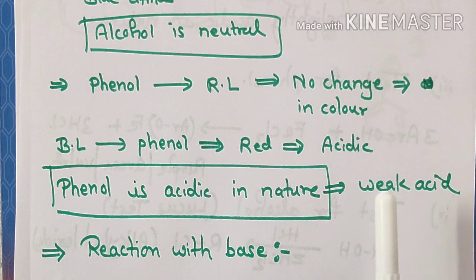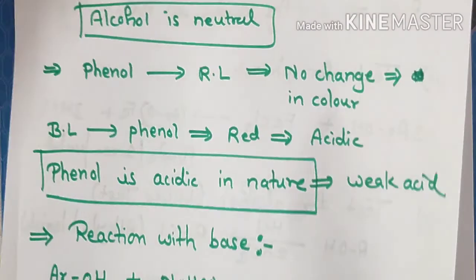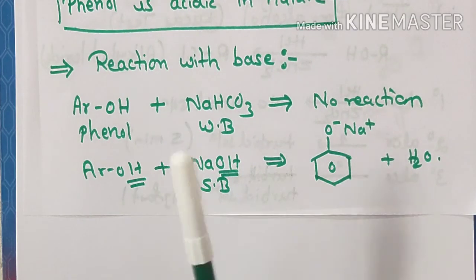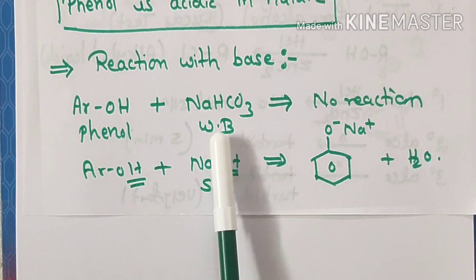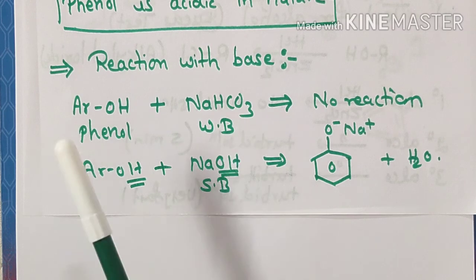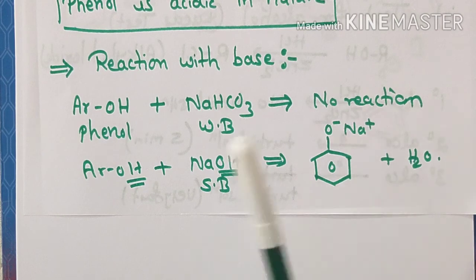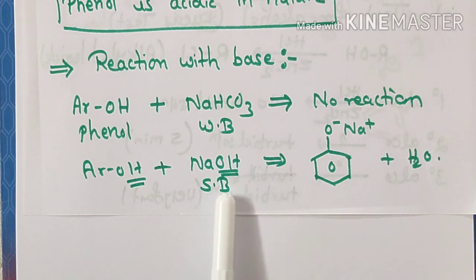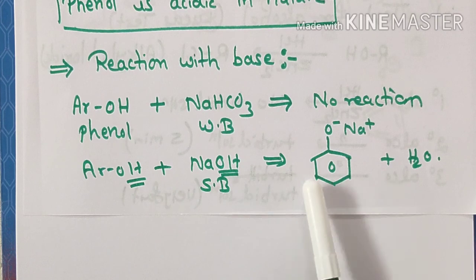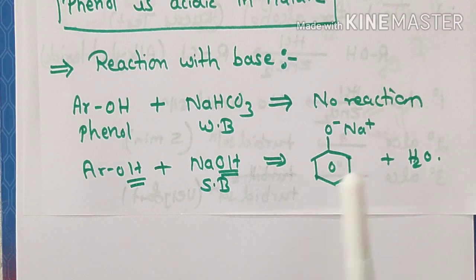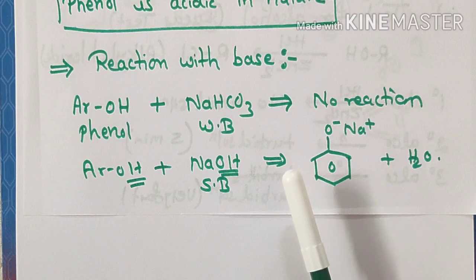Since it is an acid, it can react with a base, so we tried to react phenol with a base. In that reaction, phenol was first treated with a weak base, but it was found that because phenol is a weak acid, it will not react with the weak base, so no reaction was obtained. But when the phenol was treated with a strong base like NaOH, it formed sodium phenoxide. It formed what? Sodium phenoxide. That proves that phenol is actually acidic in nature.